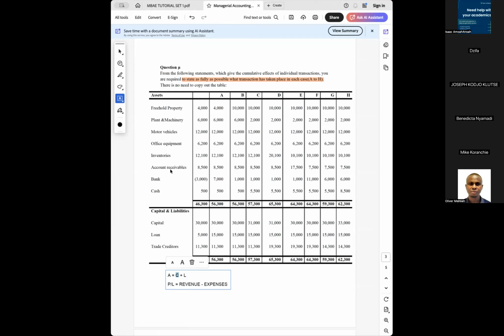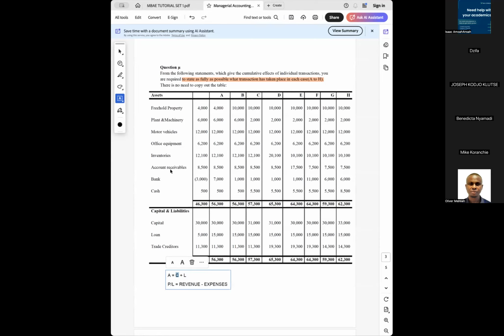We can also sell inventory and then receive money for it. If you have sold inventory and we are receiving money, there are two ways that we could receive it. Either we receive a check, then bank will increase and inventory will go down. If we did not receive a check and we receive cash, cash will increase and inventory will go down, right?